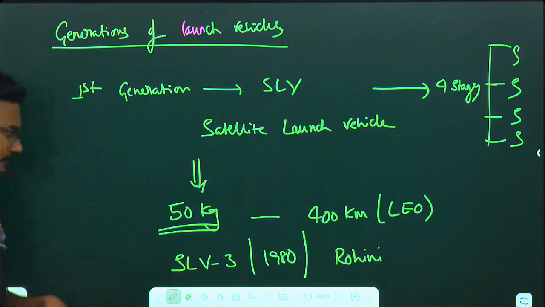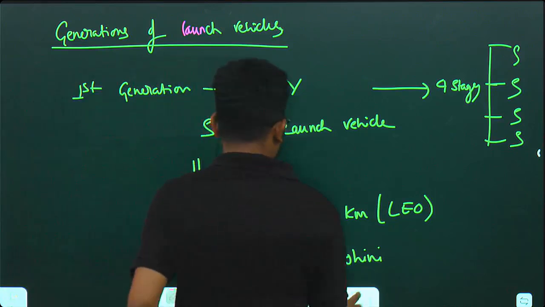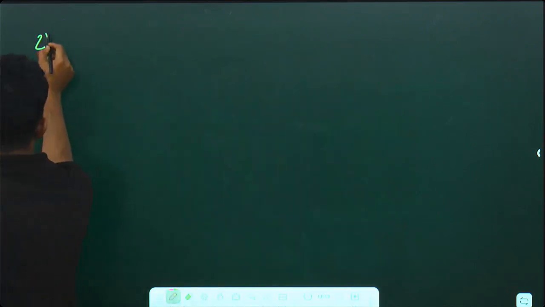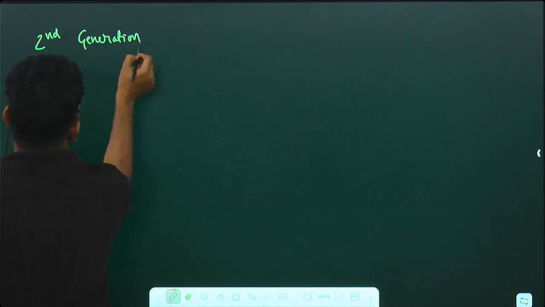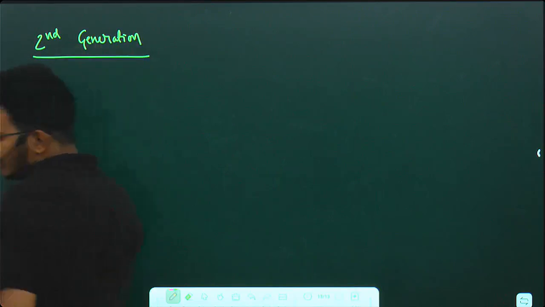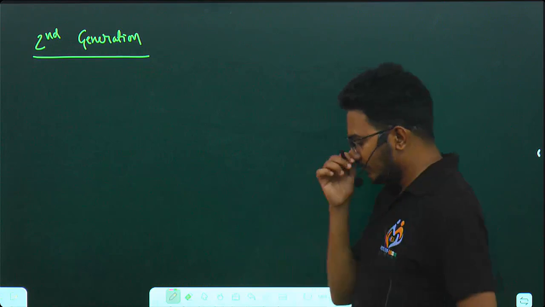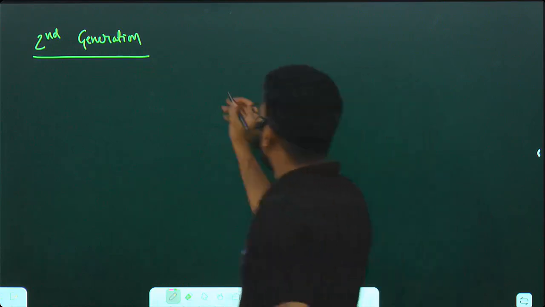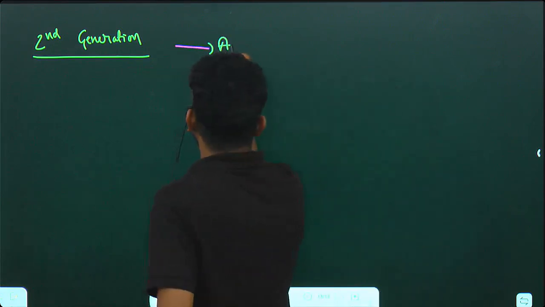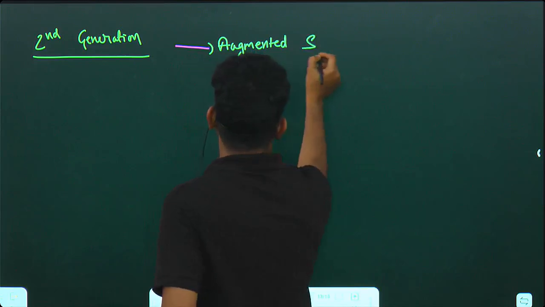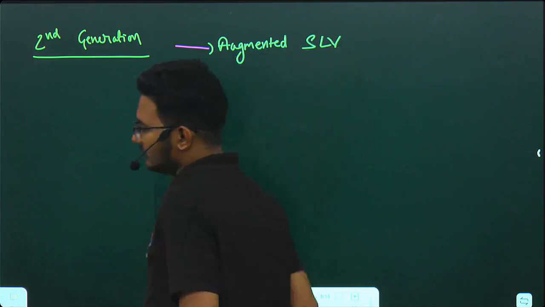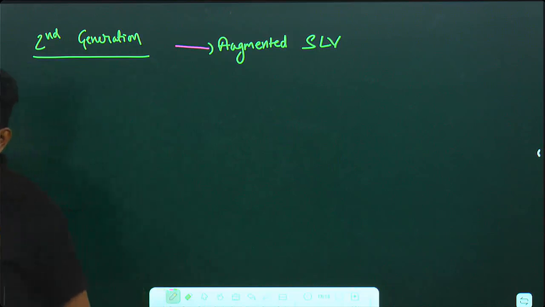Now second generation. Second generation launching vehicles are called Augmented Satellite Launching Vehicles.